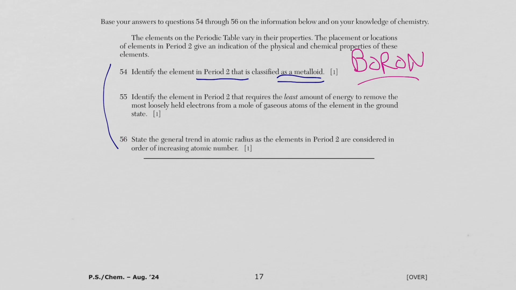For 55, it says identify the element in period 2 that requires the least amount of energy to remove the most loosely held electrons from a mole of gaseous atoms of the element in the ground state. In other words, they're asking which has the lowest ionization energy. This is the definition for ionization energy. That's another vocabulary word that shows up a lot on the Regents exam. Now, let's go to the periodic table.